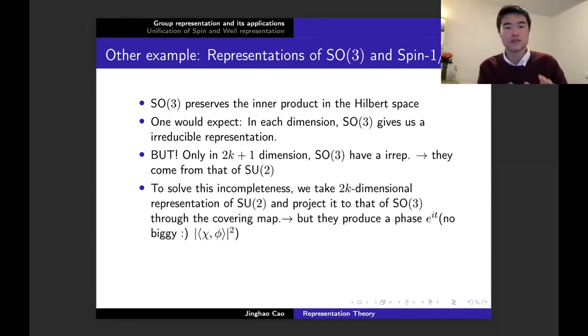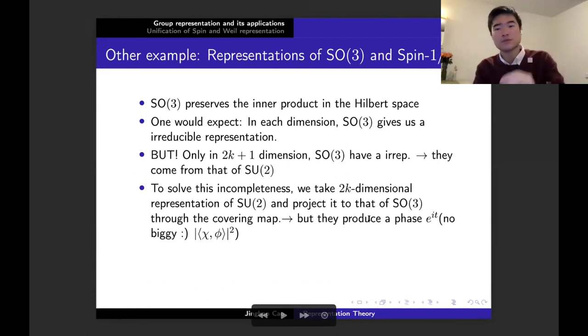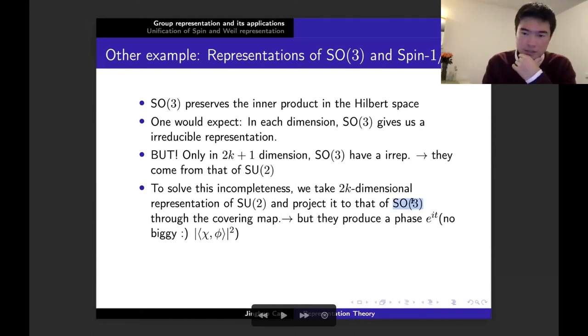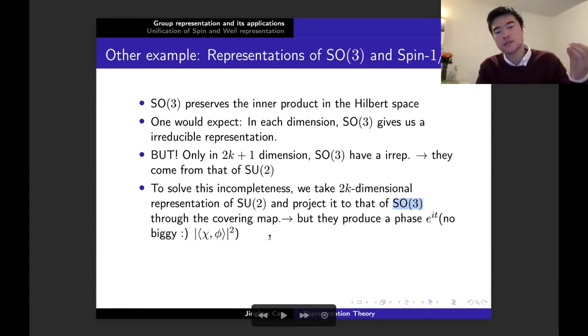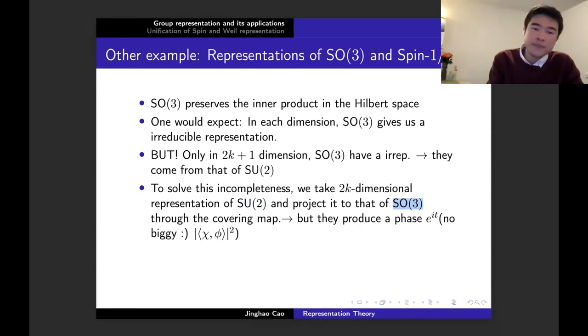But it's not a problem for mathematicians, because if we want to solve this incompleteness, we can just take the 2k dimensional representation of SU2, which, I forgot to say, has representations in every dimension, and we can project it to SO3. And we can do that because SU2 is actually a 2-1 covering of SO3. SO3 has fundamental group Z2, and SU2 is simply connected, so it is the universal covering of SO3. What we do is take the representation in even dimension of SU2 and project it through the covering map of SU2 and SO3.